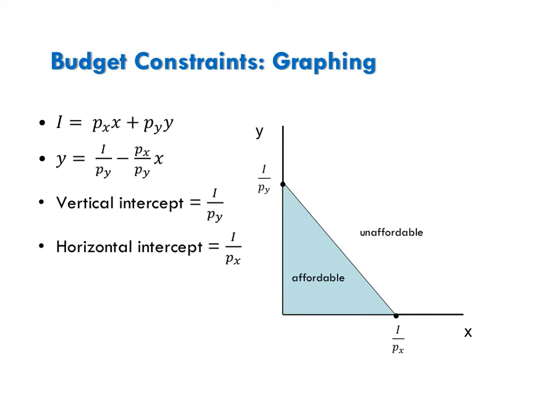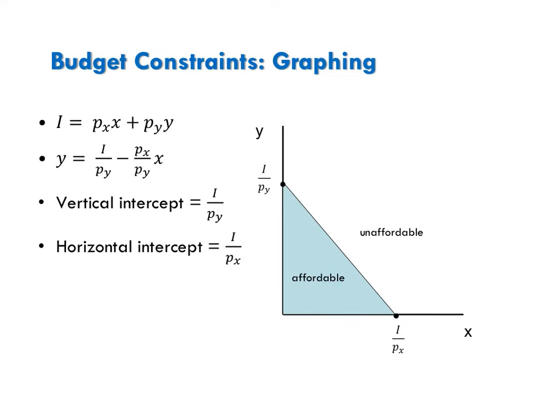Let's now graph our budget line. Again, the equation for the budget line is I equals expenditure on X plus expenditure on Y. When we graph a budget constraint, note that we put the goods on the axes, good X on the X-axis and good Y on the Y-axis. These are units of good X and units of good Y, not prices. This is how many units of each good the consumer could buy.